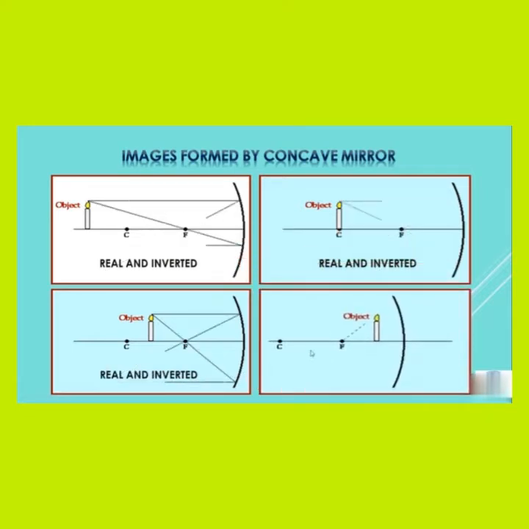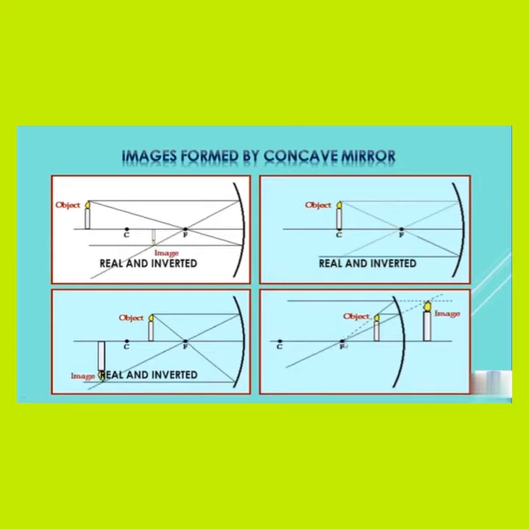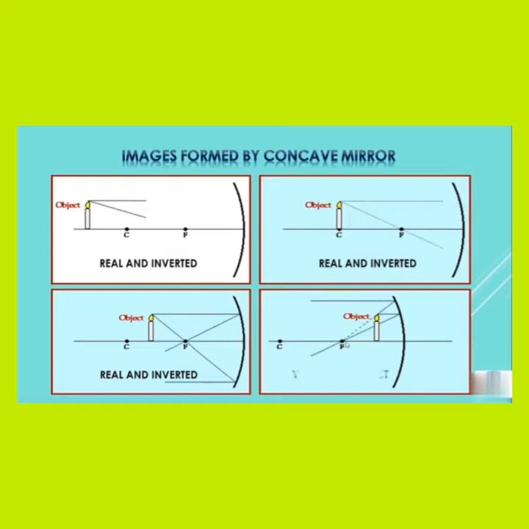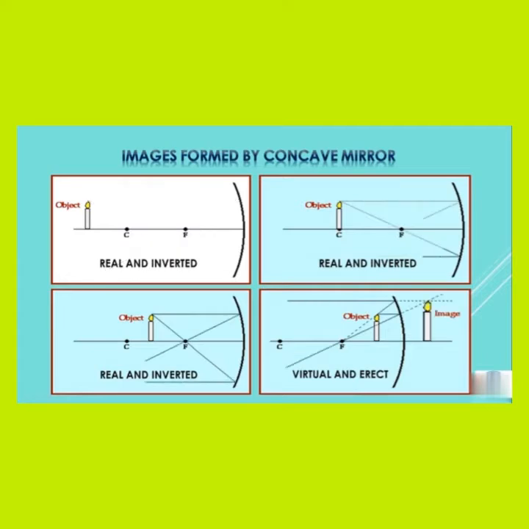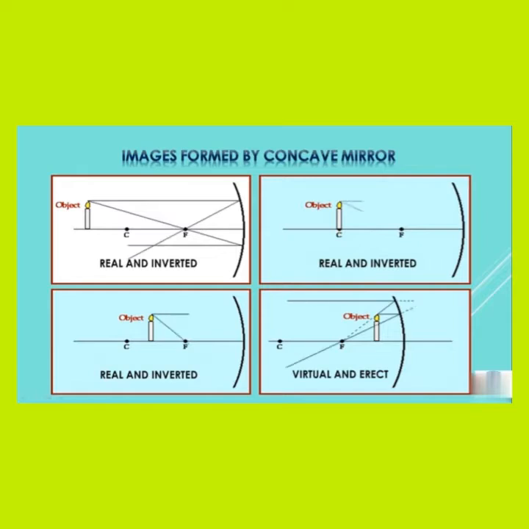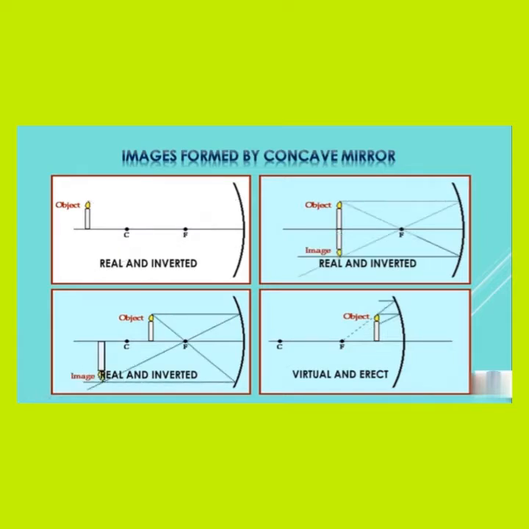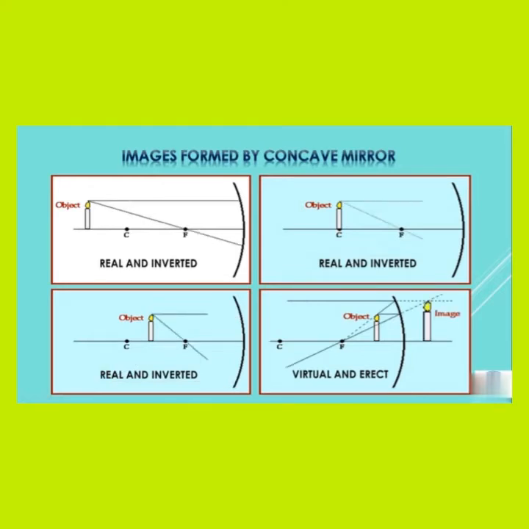Next, the position of the object is at F or between F and P. Then the image falls behind the mirror. The image size is magnified, showing virtual and erect. Students, you can observe from the diagrams that a concave mirror always forms a real and inverted image, except when the object is placed between the focus and the pole of the mirror.